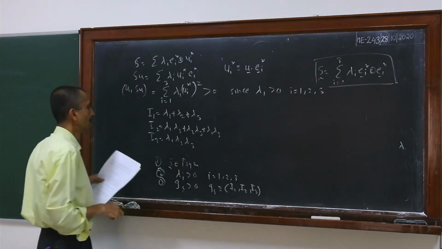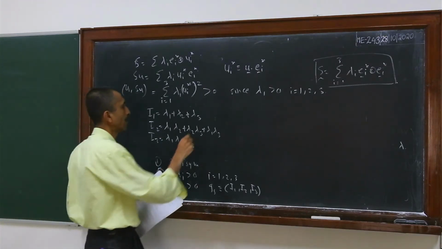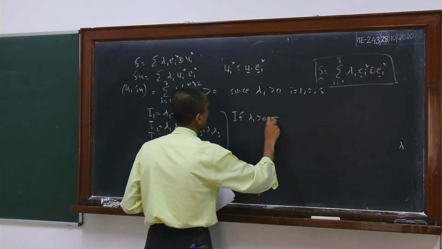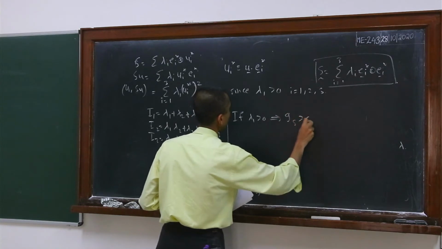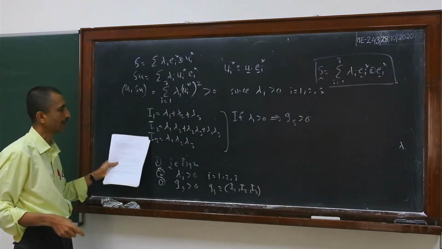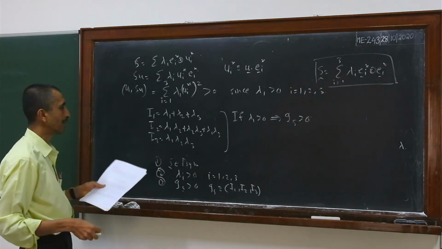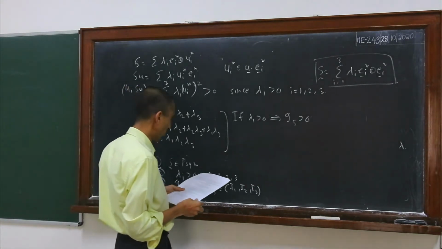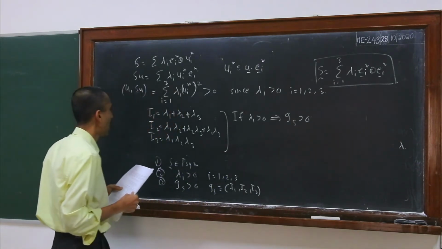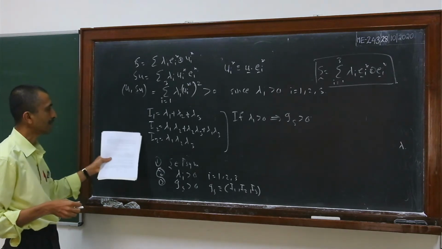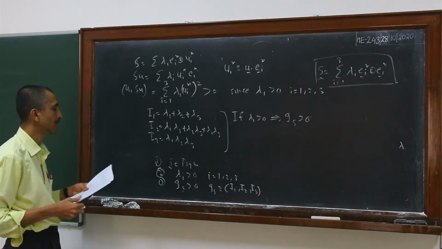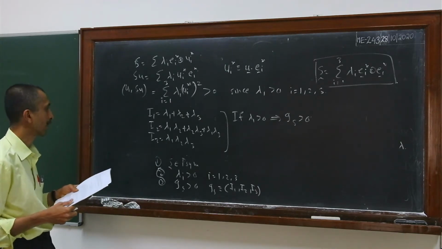Now, if all the lambdas are greater than 0, then this implies that I of S is greater than 0, because you can see from this that I1 is greater than 0, I2 is greater than 0, and I3 is also greater than 0. So this part of the proof is fairly trivial, but to show that if I1, I2, I3 are greater than 0, then the lambda_i's are greater than 0 is not so trivial. So let us try to show that.